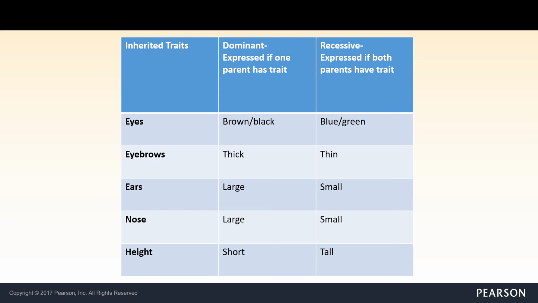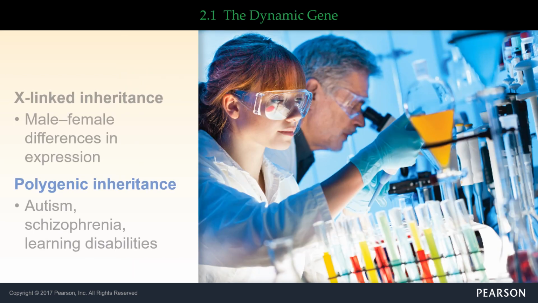So we're going to do an application assignment using these inherited traits and figure out dominant and recessive. And so you can take a look at this, and you're going to be doing this in your application assignment. So X-linked inheritance, male and female differences in appearance, and polygenetic inheritance would be autism, schizophrenia, learning disabilities.